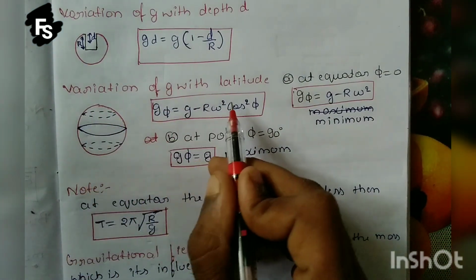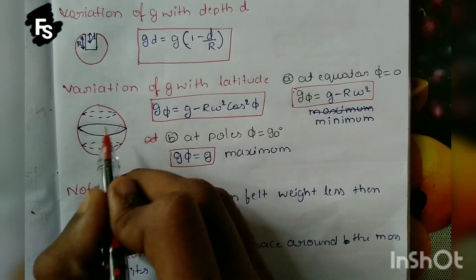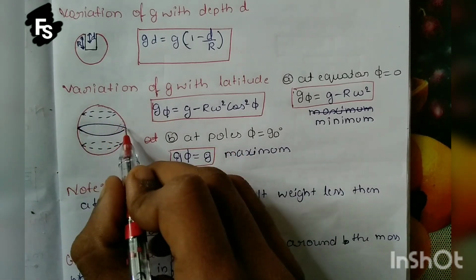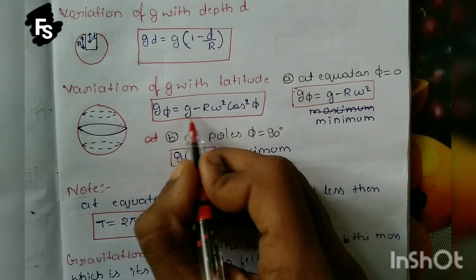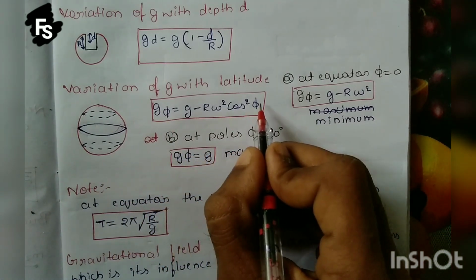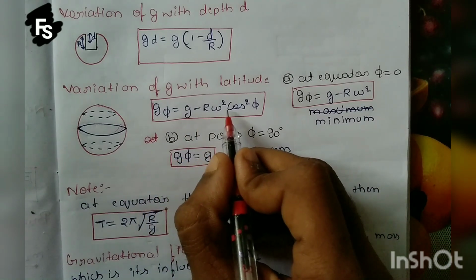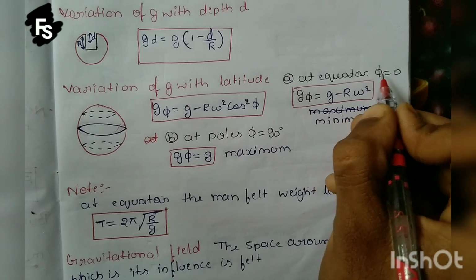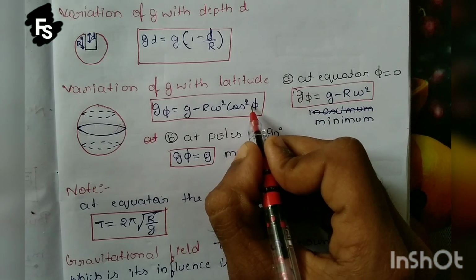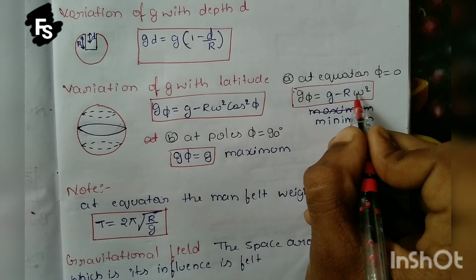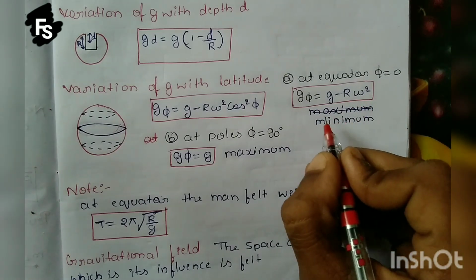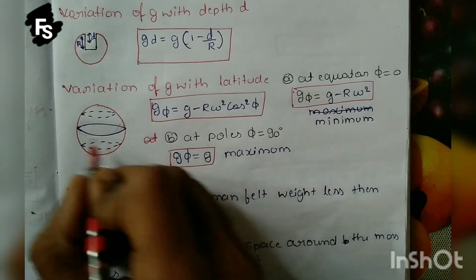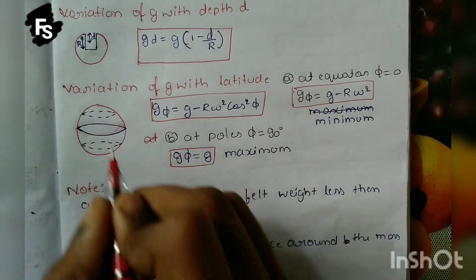Next, variation of g with latitude. How does g vary with latitude? To find the variation of g, we use the formula g phi is equal to g minus r omega square cos square phi. Finding at the equator, phi is 0, so cos 0 value is 1. So g phi is equal to g minus r omega square. Minimum at the equator. Remember, at the equator, acceleration due to gravity is minimum.